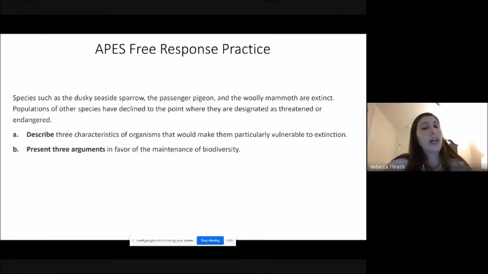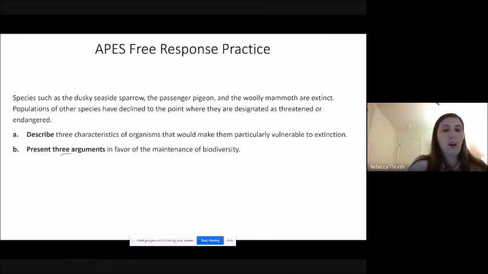All right, so really quickly, I have one more, and this is about aspects of species that could make them more prone to extinction. So species such as the dusky seaside sparrow, the passenger pigeon, and the woolly mammoth are extinct. Populations of other species have declined to the point where they are designated as threatened or endangered. So A, describe 3 characteristics of organisms that would make them particularly vulnerable to extinction, and B, present 3 arguments in favor of the maintenance of biodiversity. So let's take a look at A.